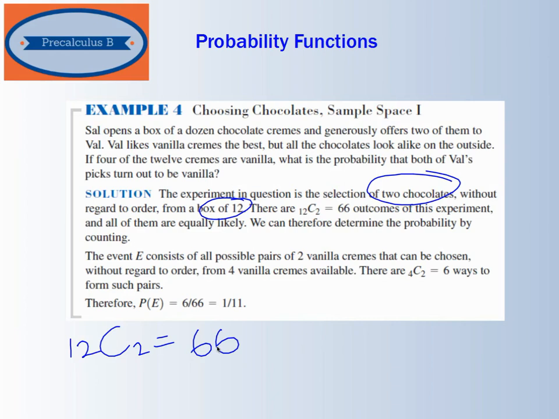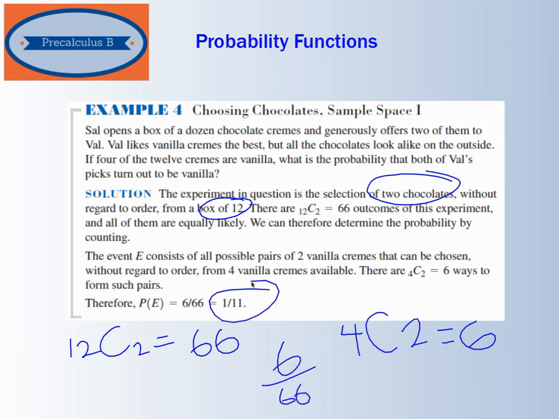All right, so now we want to say, well, how many different ways could we pick 2 vanilla creams? Well, we know that there are 4 of them, and we want to know how many ways could we choose 2 of them to be vanilla cream. 4 choose 2 means 6. So 6 out of those 66 outcomes have exactly 2 vanilla creams. So our total probability is going to be 6 out of 66, which is 1 in 11. So the probability of choosing 2 vanilla creams would be 1 in 11.